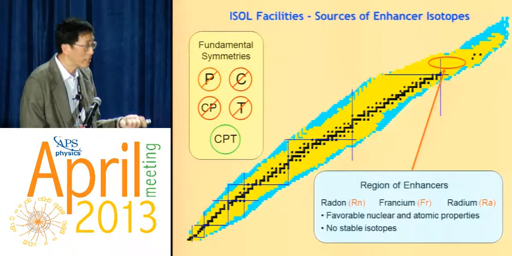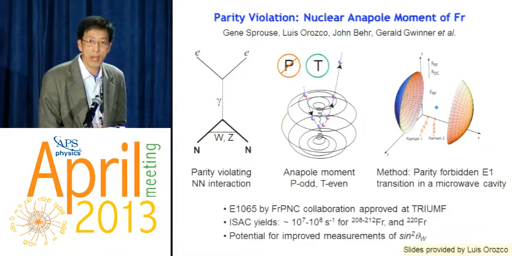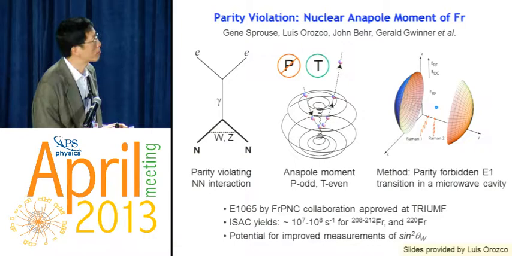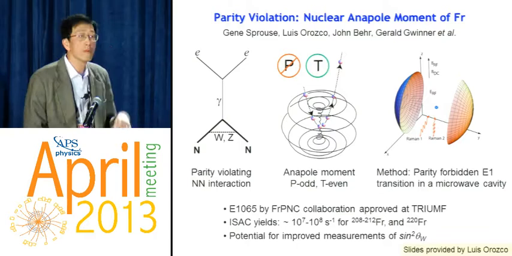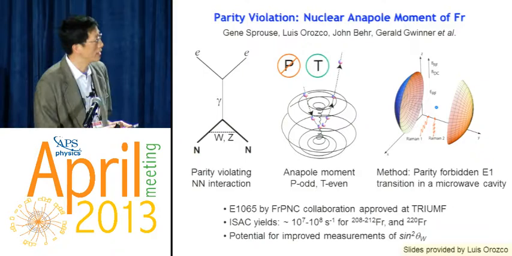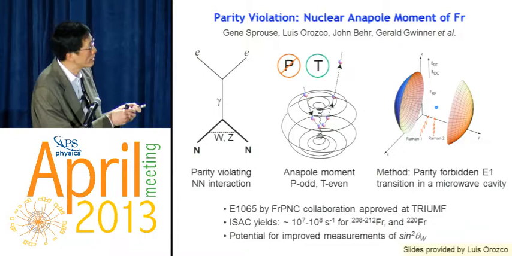Let me give you 2 examples. First example is francium atoms for parity violation experiments. This effort started quite early by Jean Sprouse and Luis Orozco at Stony Brook, actually about the same time when we were doing the sodium work at Berkeley. So there were really 2 parallel efforts going on in those early days. And today, the experiment is being joined by John Behr and Gerald Gwinner, and is taking place at TRIUMF.